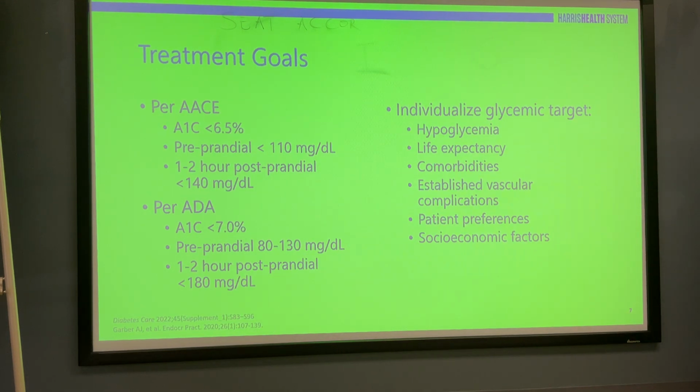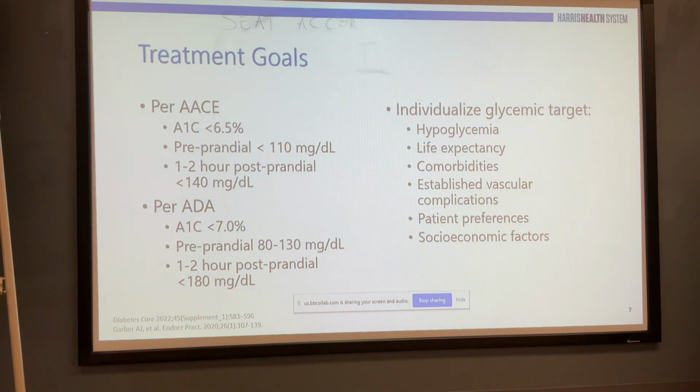So the treatment goals are different depending on which guideline we use. I'm pretty sure you guys have seen this before. The Endocrinology Association recommends a more stringent A1C goal of less than 6.5%, but the ADA recommends an A1C goal of less than 7, with your fasting sugars being between 80 and 130, and your postprandial sugars being less than 180. And I always tell my patients, if you're seeing sugars of 200, that's too high, just to give them a frame of reference of what they're looking at when they're doing glucose testing.